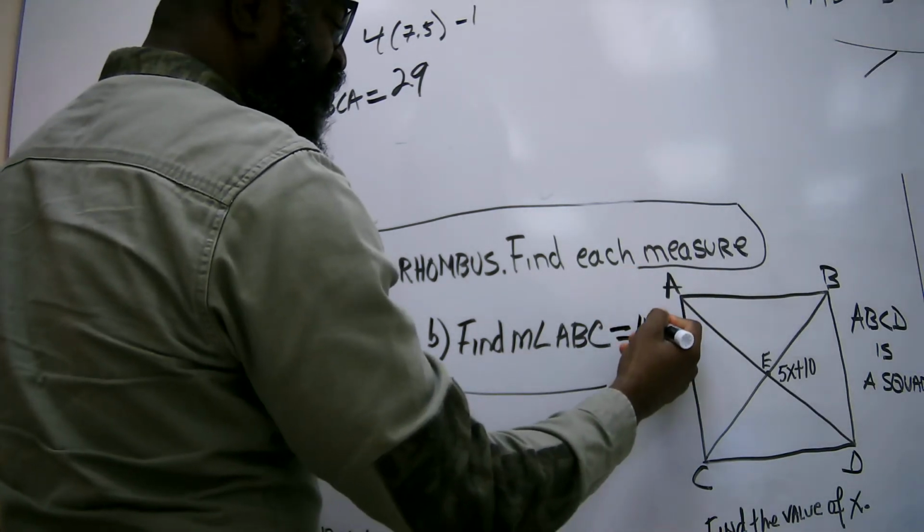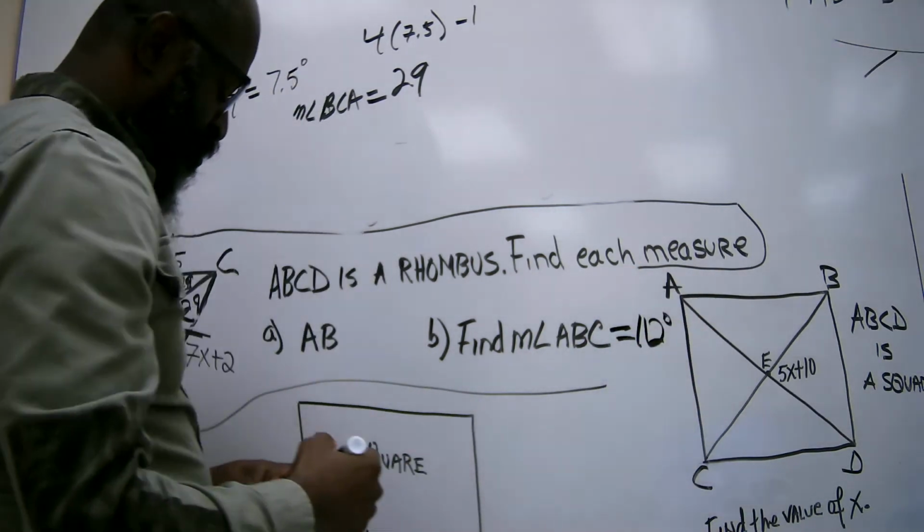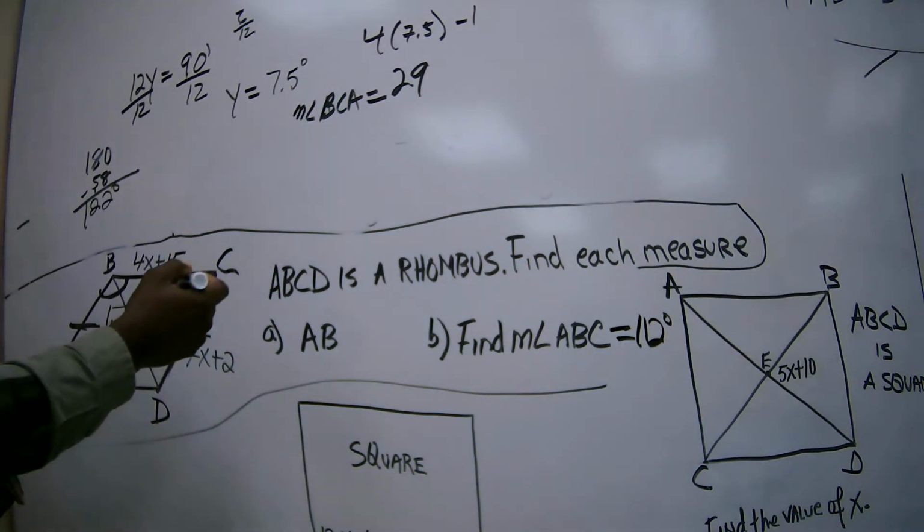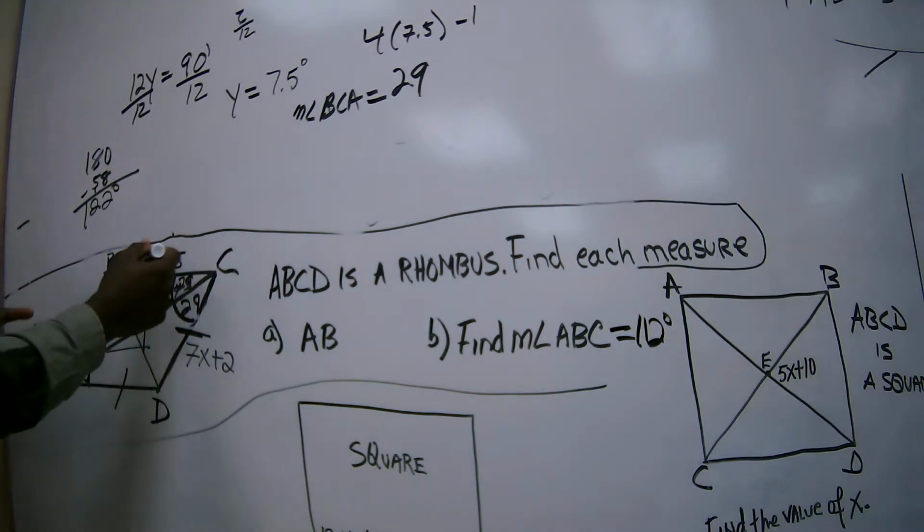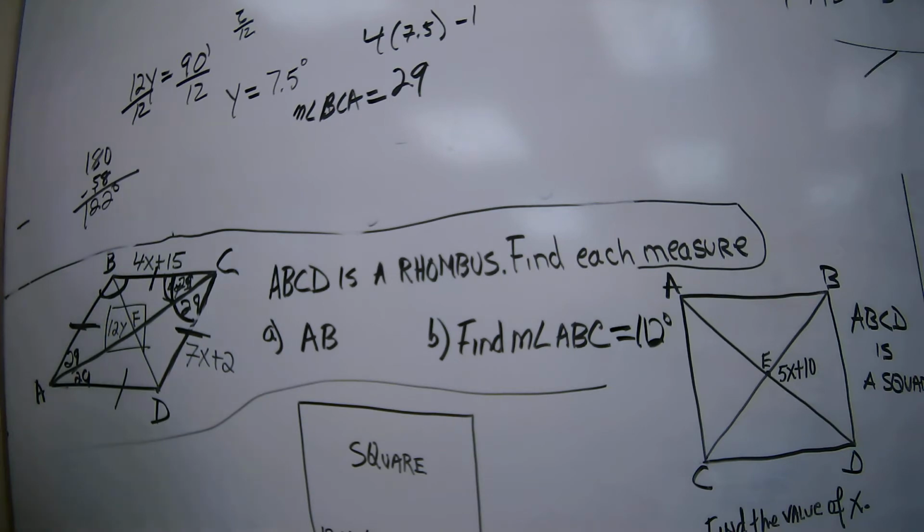So, remember it's a parallelogram. Consecutive angles are supplementary in a parallelogram. A rhombus is a parallelogram. Then you're done with this problem.